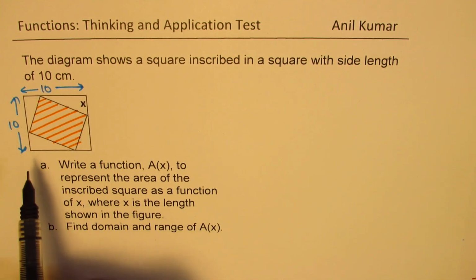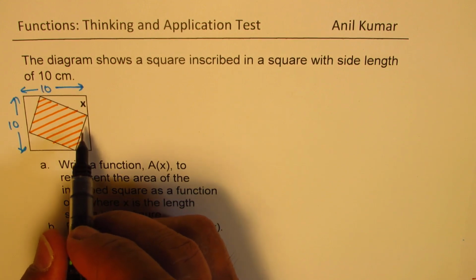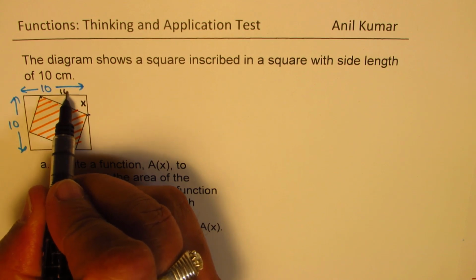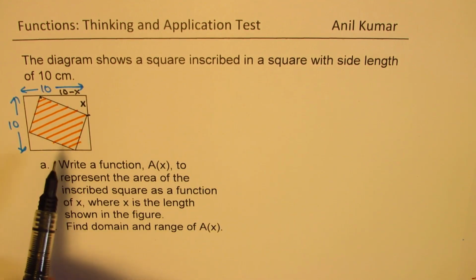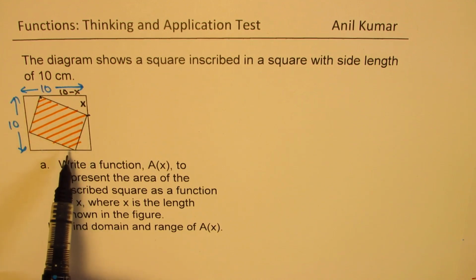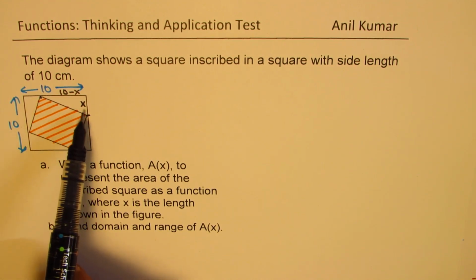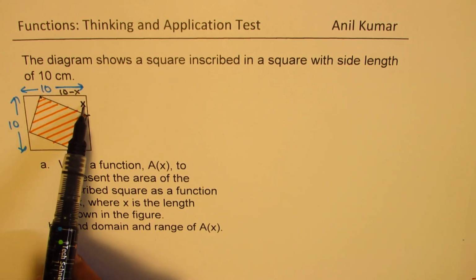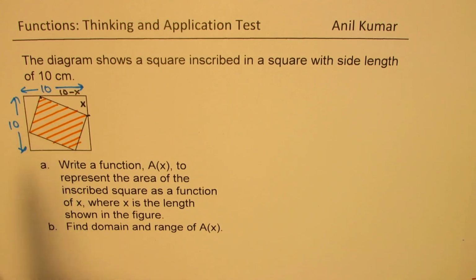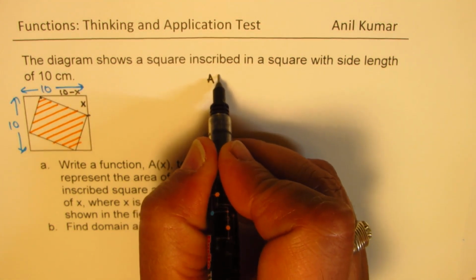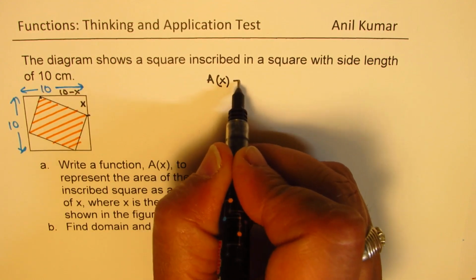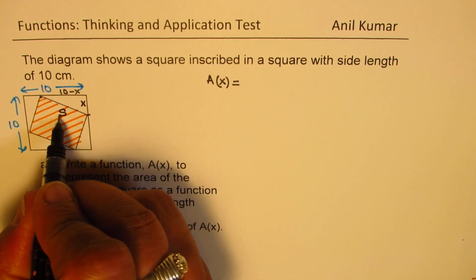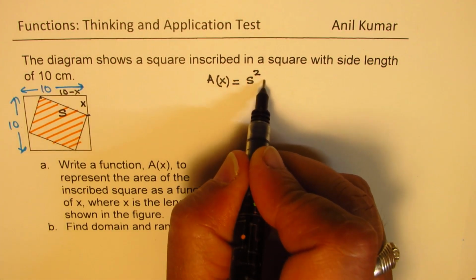Now, looking into this diagram, we can clearly say that if this side is x, and from the symmetry, the other side should be 10 minus x, correct? We are interested in finding the area of the inside square. So now this right angle triangle has the sides 10 minus x and x. So the hypotenuse square is the area of the square, right? So we can write the area as a function of x should basically be equal to the square of this side. So let's say the side length is s, right? It will be side length squared.